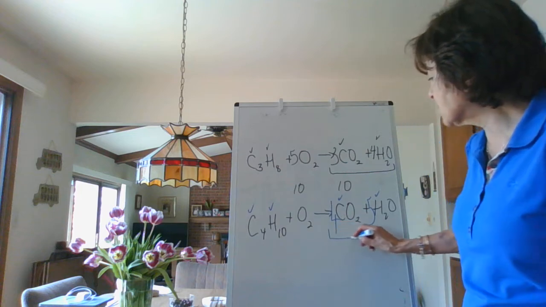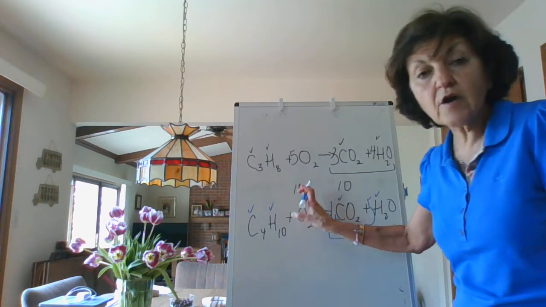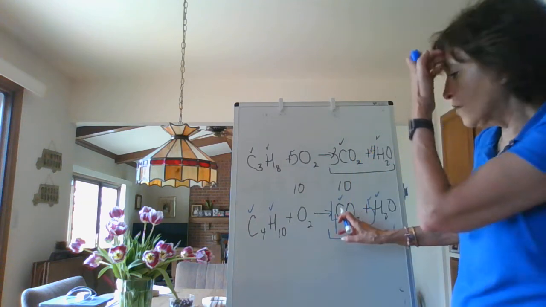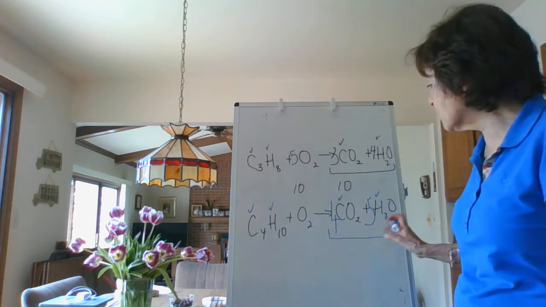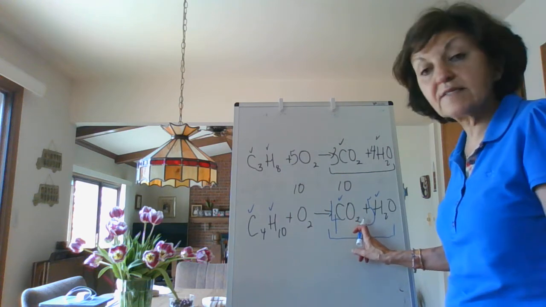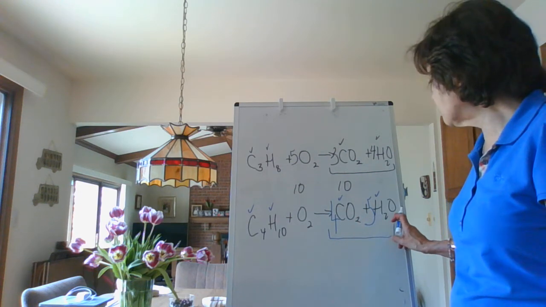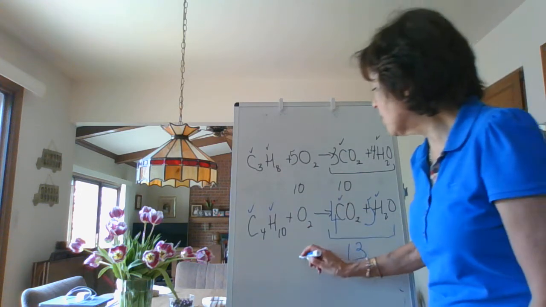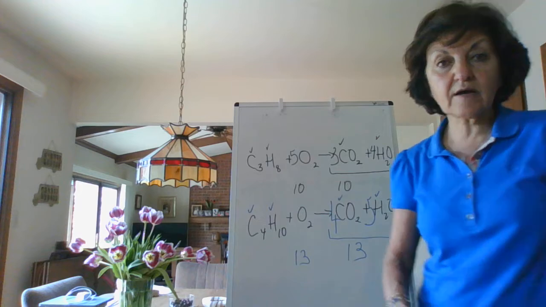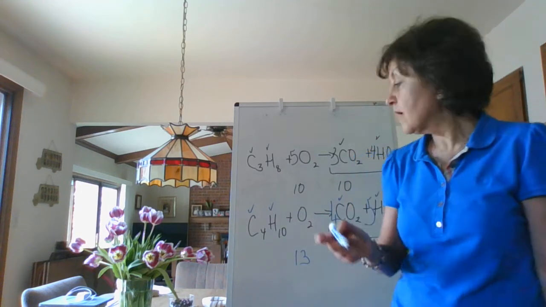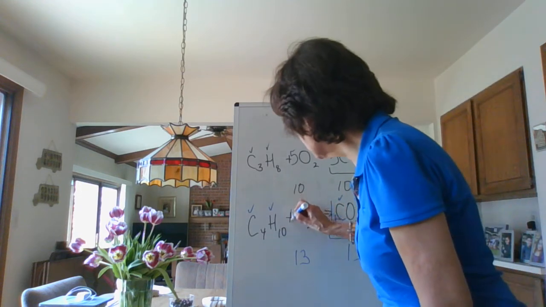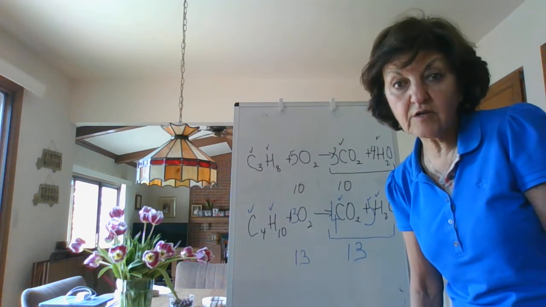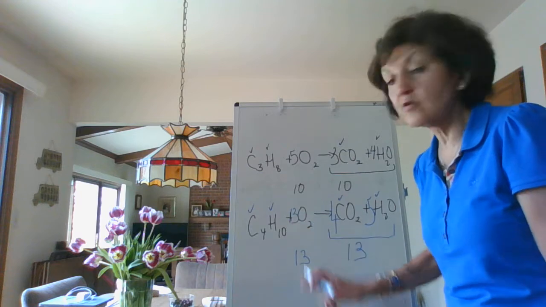Great. Now let's count how many oxygens. Remember, the oxygen by itself is the last thing you're going to balance. So let's count how many oxygens we have over on this side. 4 times 2 is 8, plus 5, that's 13 oxygens. So we want 13 oxygens on this side. Okay. If you put a 13 here, you end up having 26 oxygens. Can you guys see that? 13 times 2 is 26.